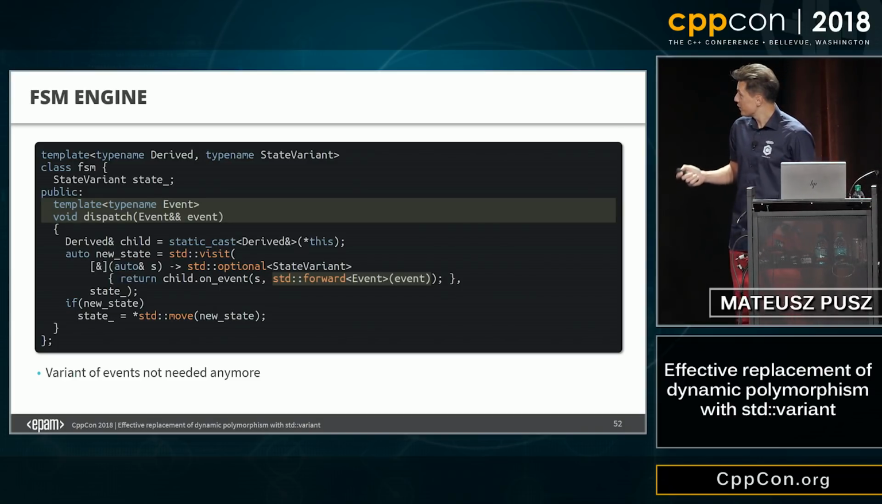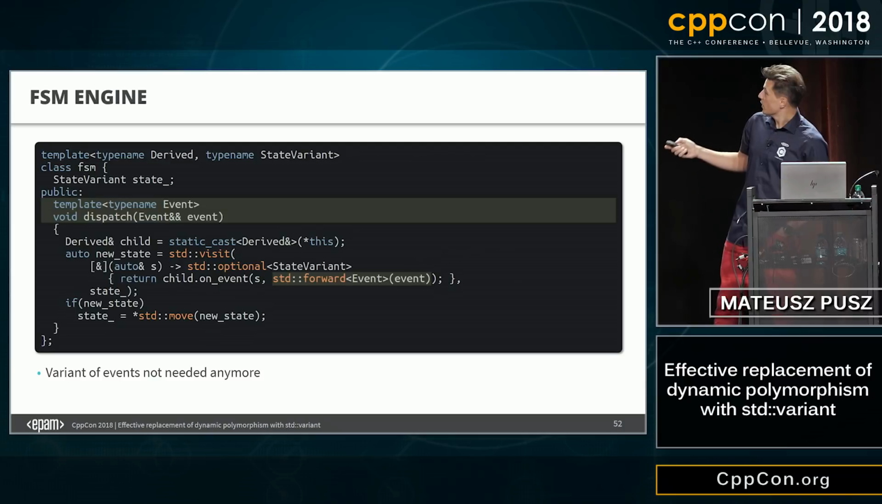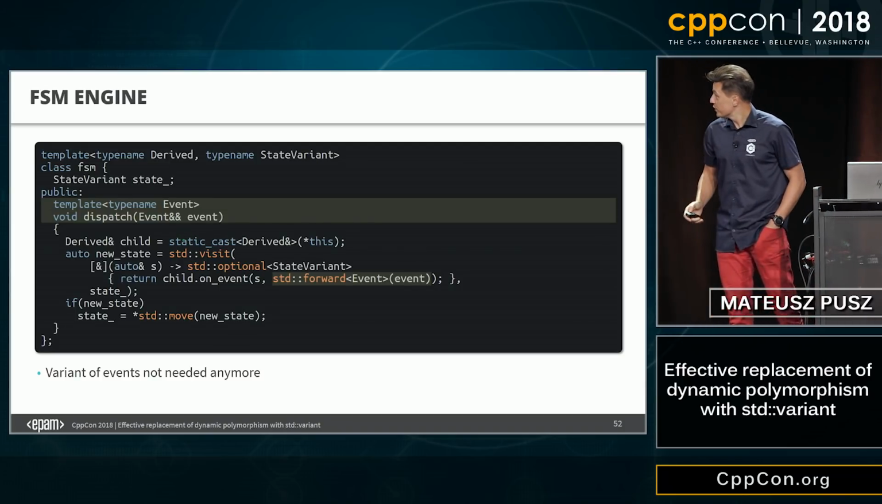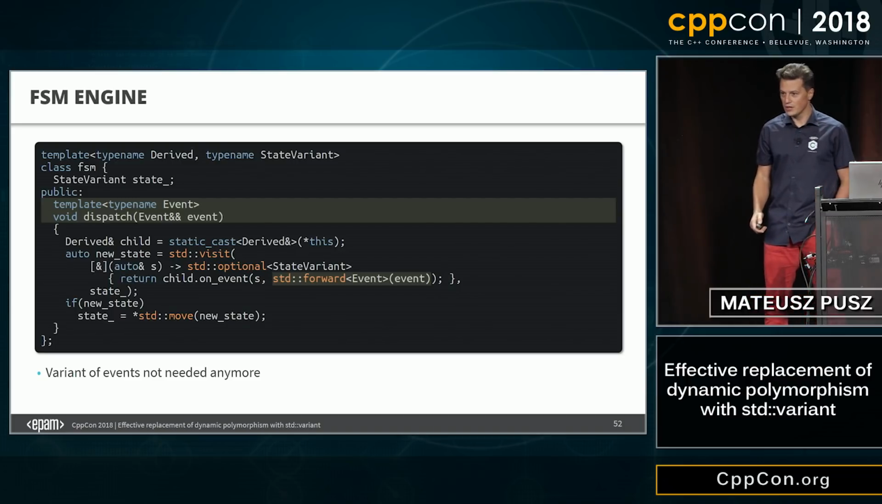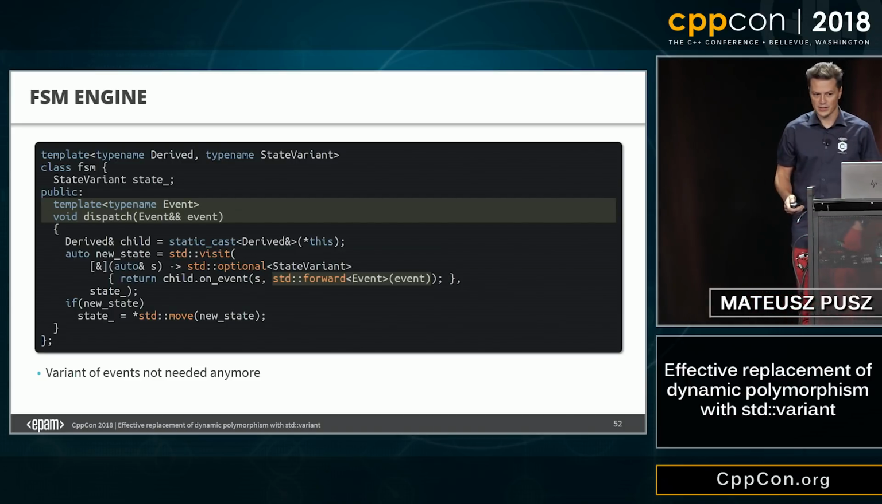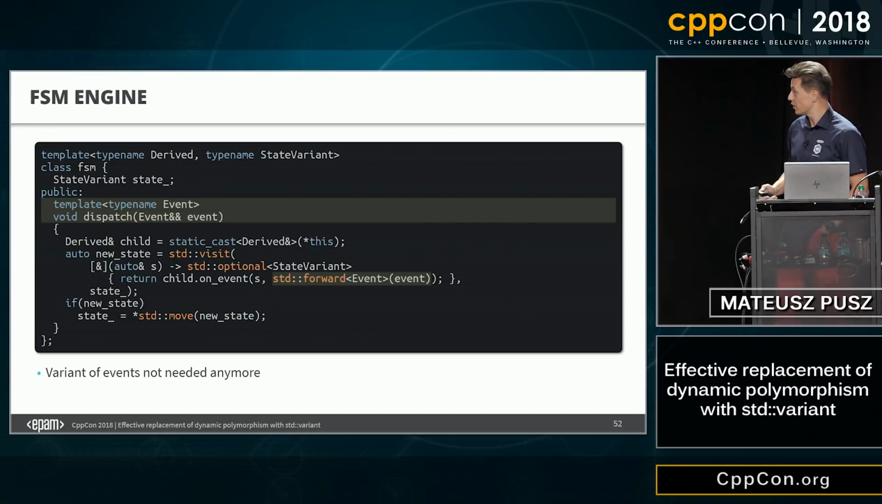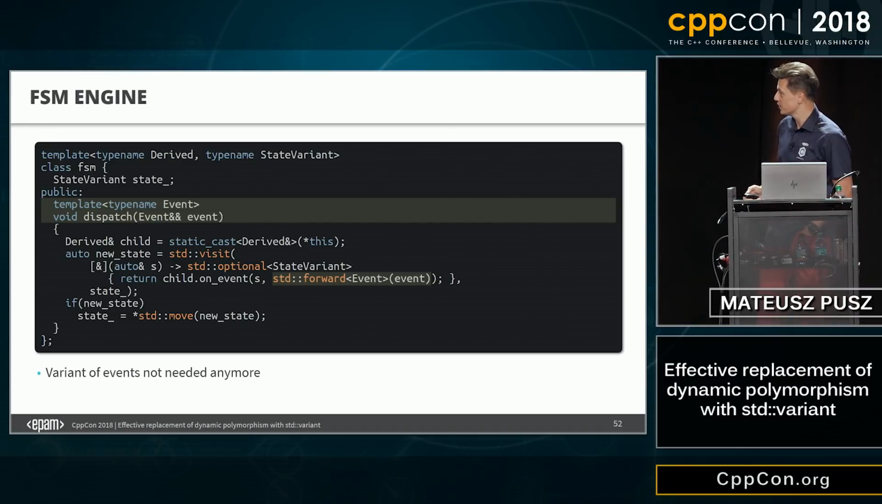We are doing perfect forwarding here. So we can also lose the variant of events in this case. Right now we are only having a variant of states. Events are passed as template arguments, and we don't have to care about another variant in our design.